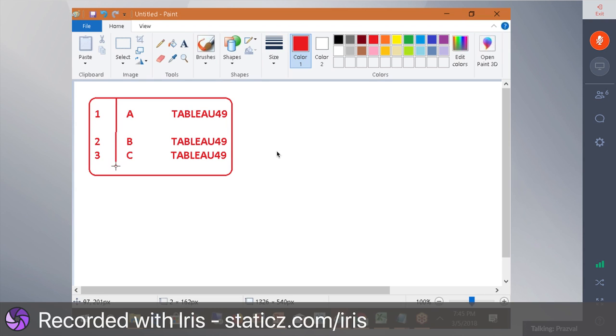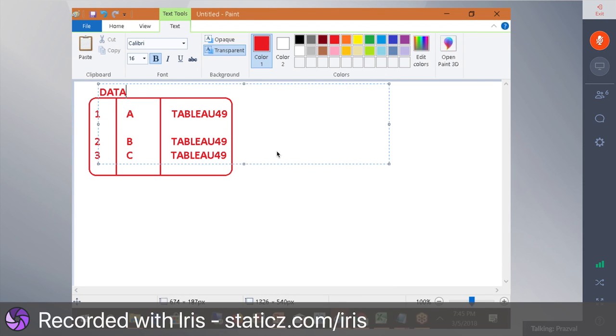Here, what is 1, 2, 3, and here what is A, B, C, and what is W 49? Can anyone define what exactly is 1, or what exactly is A, or what exactly is W 49? There is no proper definition for this. It is called data.